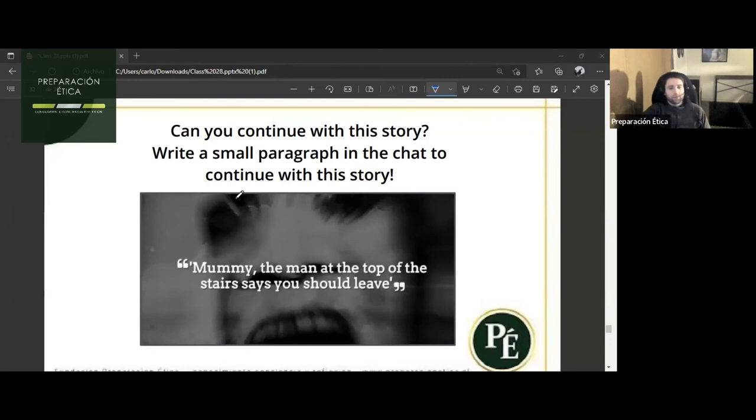Ah, ok. Jorge pregunta, what is at the top of the stairs? Quiere decir como arriba de las escaleras. En este caso, por ejemplo, puede ser un niño que esté abajo y en las escaleras de arriba hay un hombre, for example.